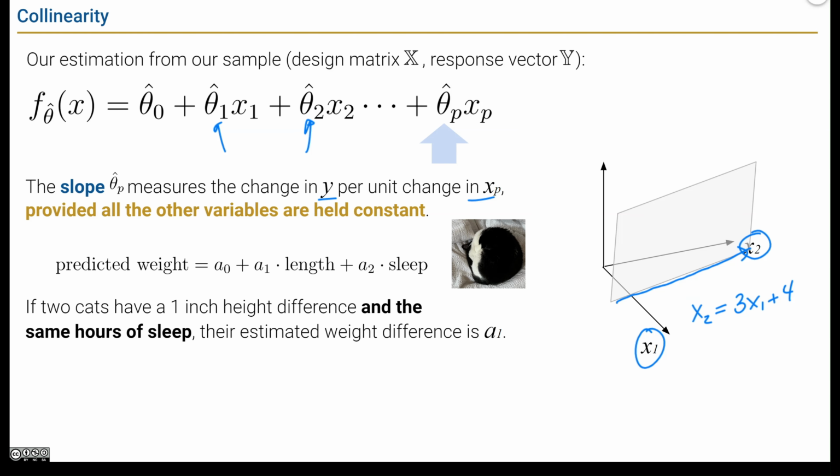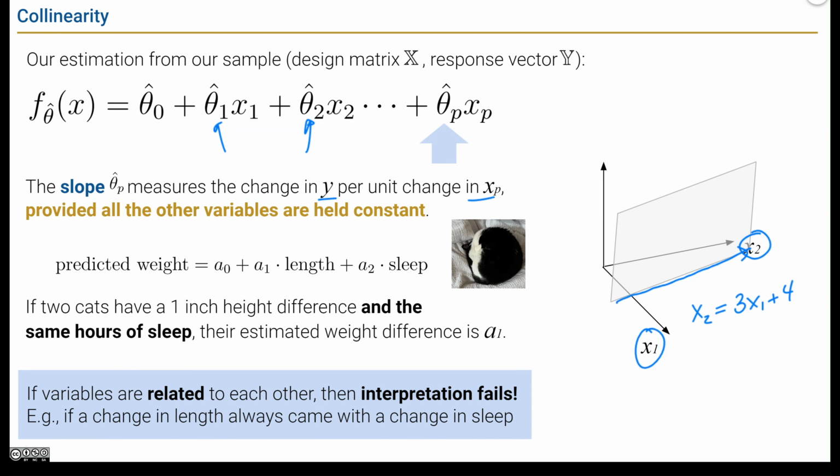So this whole idea of, when we were using our example of interpreting our coefficients, and we were saying if two cats have a 1-inch height difference and the same hours of sleep, then their estimated weight difference is A1. That's true as long as length and sleep are not related to each other. If length and sleep are related to one another, then this interpretation fails.